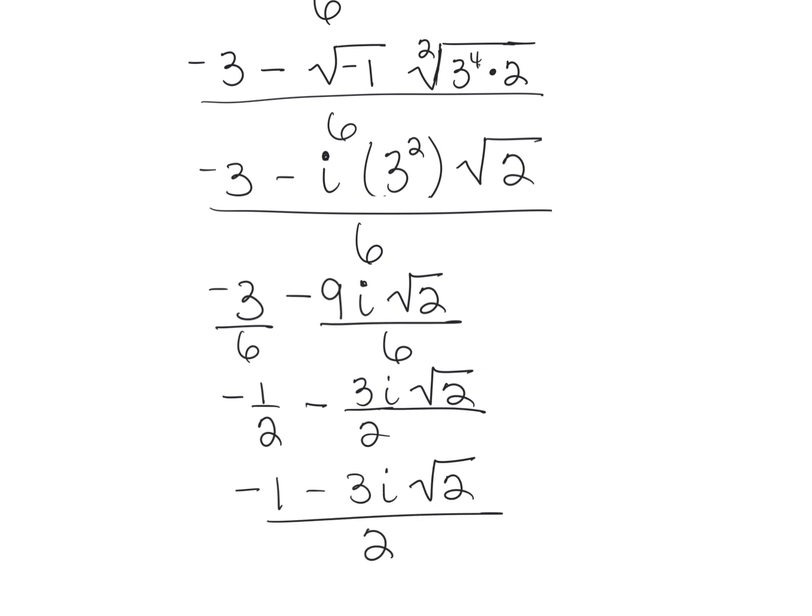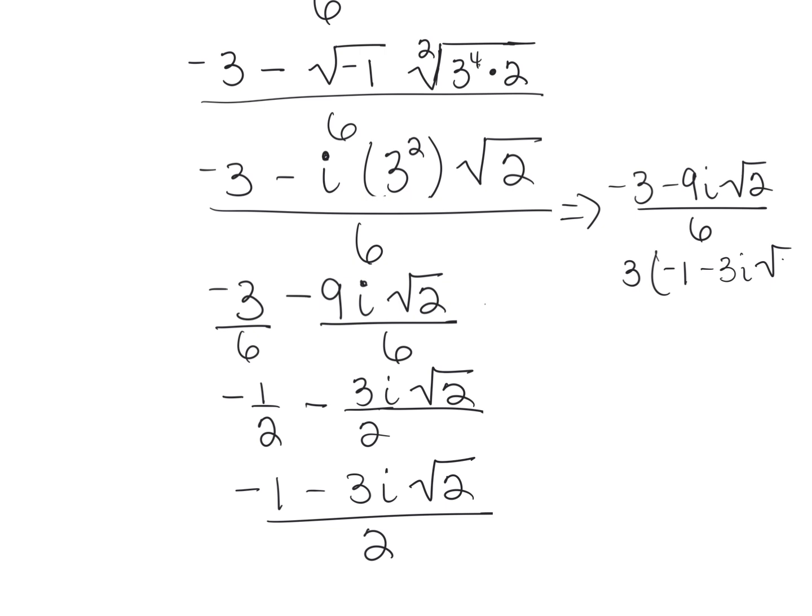You could have also, at this stage right here, had negative 3 minus 9i square roots of 2. And if you're dividing that by 6, you can factor out a negative 3 on top. Actually, let's factor out a positive 3 on top. So that's going to give me negative 1 minus 3i square roots of 2. And then if I'm dividing that by 6, then 3 goes into 6 twice, and you end up with the exact same answer.